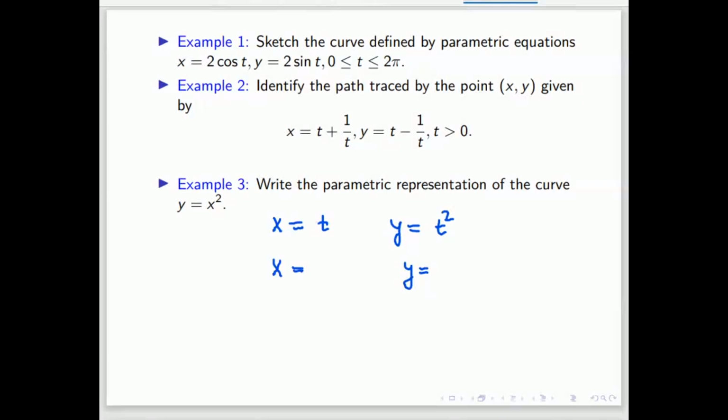Suppose y equal to t, then if you put y equal to t, x square equal to t. That means x equal to square root of t if t is positive. You can also take x equal to sin t, then y will come as sin square t. So these are some possible parametric representations of this same curve.